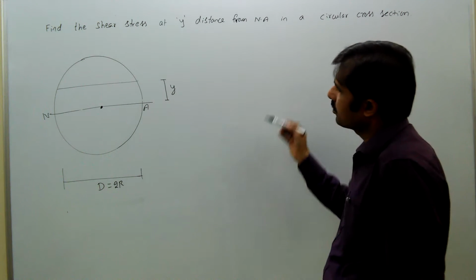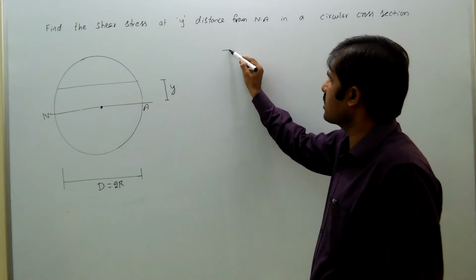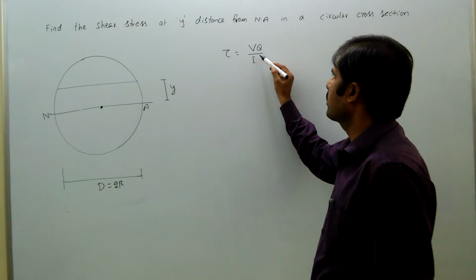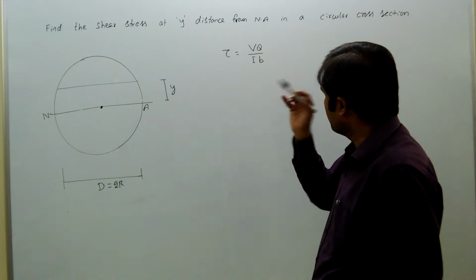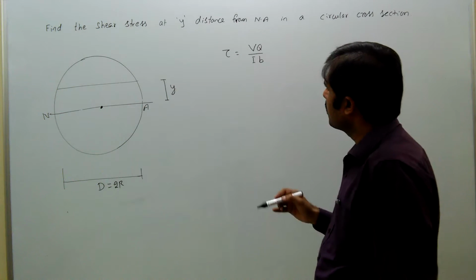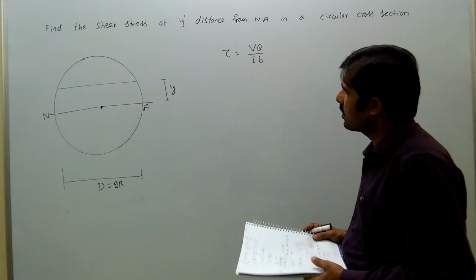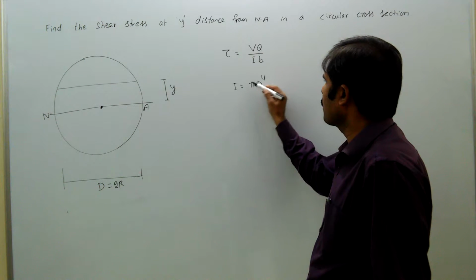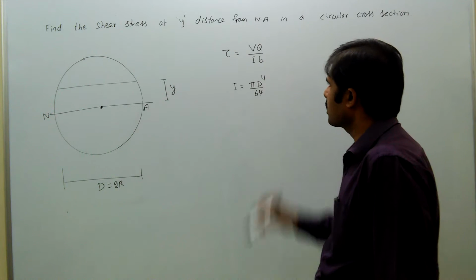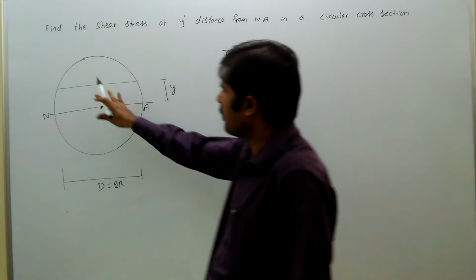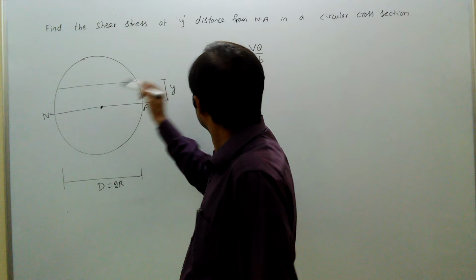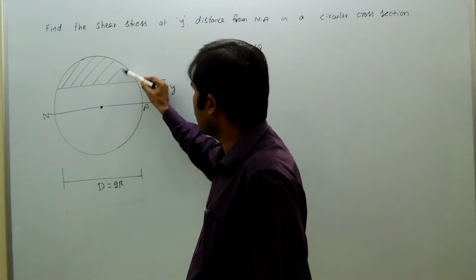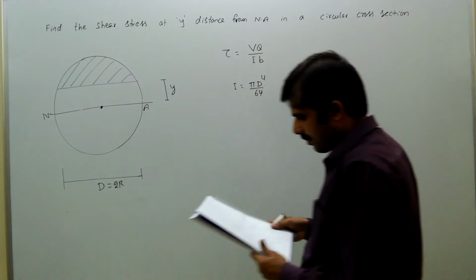We know shear stress equals VQ by Ib. So what is Q, what is I? I we know. I is pi d to the power 4 by 64. So how to calculate the width of this section here and the moment of area of this hatched area? How to calculate that? That we will see.